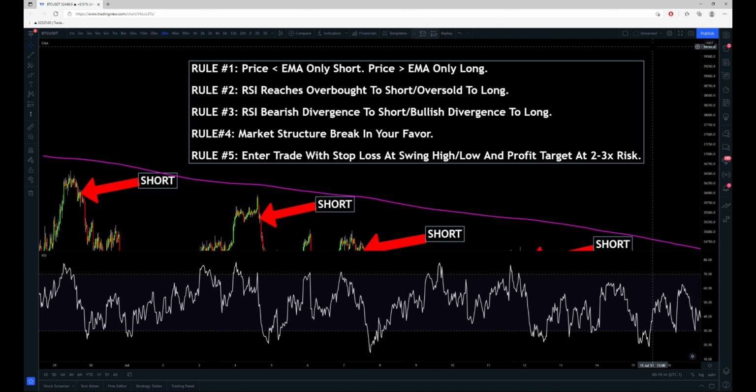Rule number 4, market structure needs to break in your favor. And rule number 5 is enter the trade with a stop loss at the swing low or high and a profit target at 2 to 3 times your risk. So let's go through a bunch of examples now of all these rules being met, so you can get a good idea of how this strategy works.